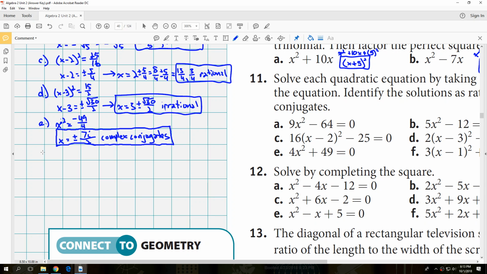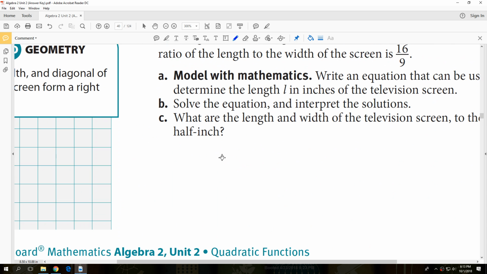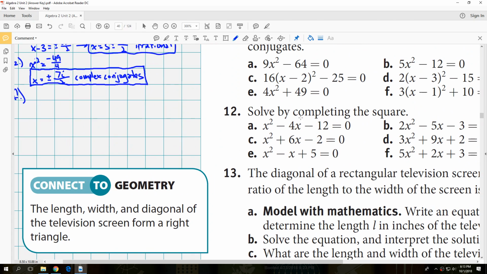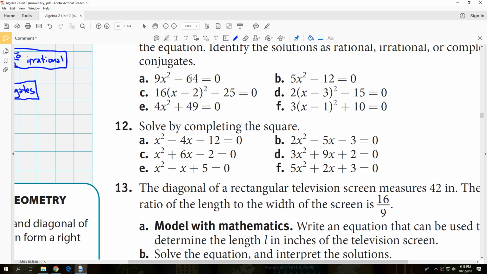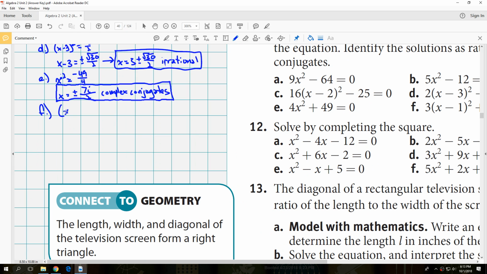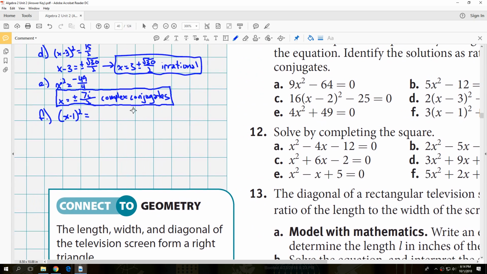Okay, and then finally F. There is just no room for anything else, is there? I don't know how I'm supposed to fit all of these problems into this little space. It's kind of crazy. But anyway, let's do F then. We've got 3 times the quantity x minus 1 squared plus 10 is equal to 0. So this is actually going to yield another imaginary because we're going to have to subtract the 10. Anyway, we will isolate the x minus 1 squared, and that is equal to negative 10 divided by 3.